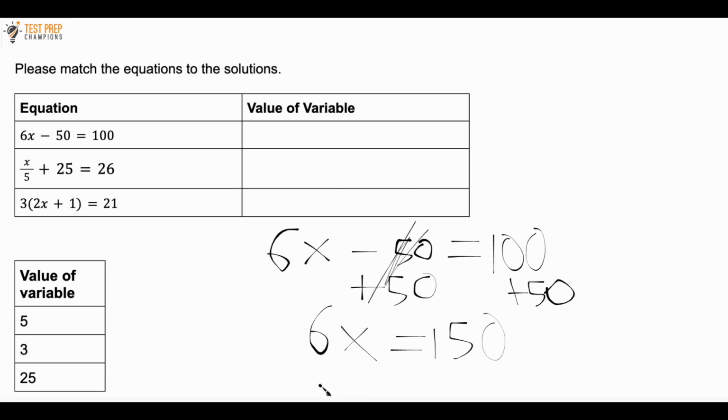So I've got 6x equals 150, and now I want to divide by 6 on both sides. So as we see over here, the 6's cancel out on the left, and I'm left with x equals 25.